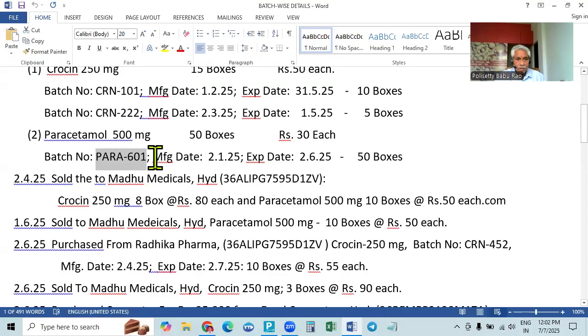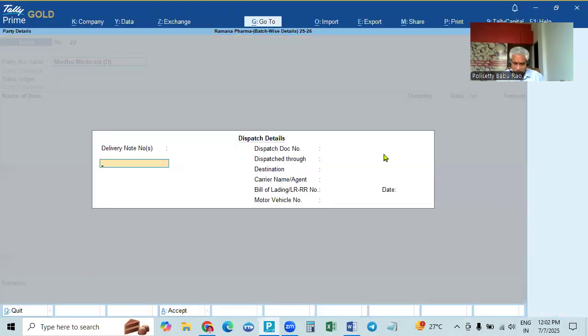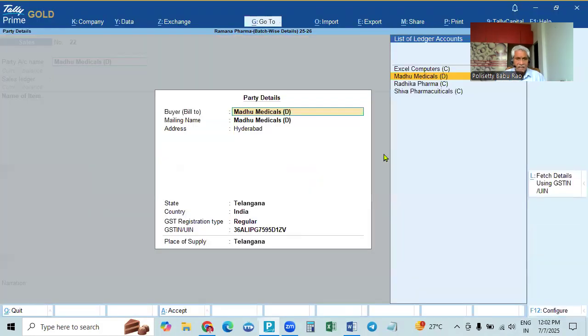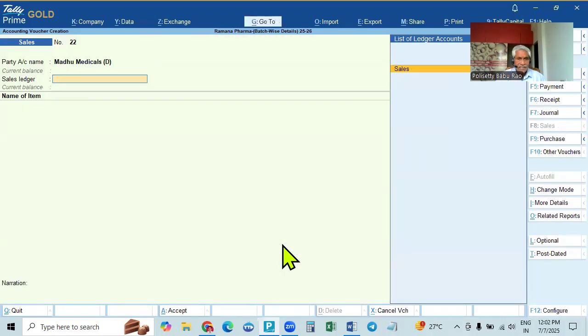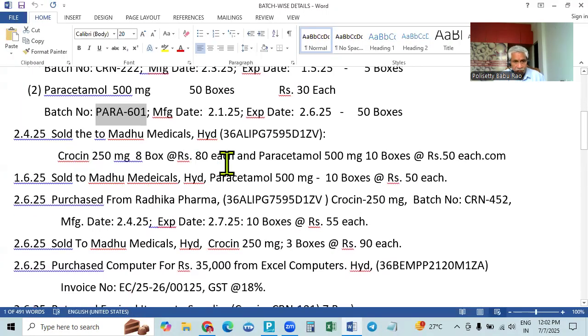So to whom are we selling? Madhu Medicals Hyderabad. So select this. Madhu Medicals Hyderabad is the debtor. Madhu Medicals, accept. So these are the details. Accept. We are making a sale. So select sale. So what are we selling? We are selling Crocin as well as paracetamol.